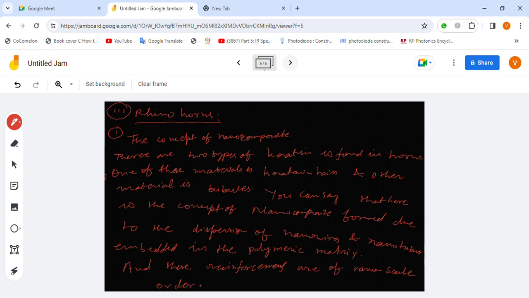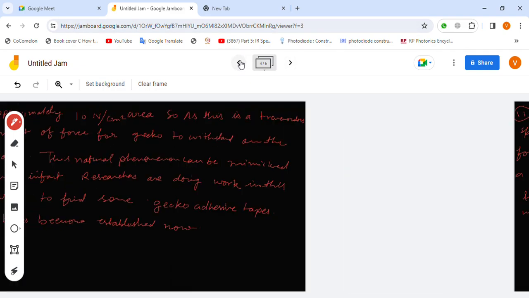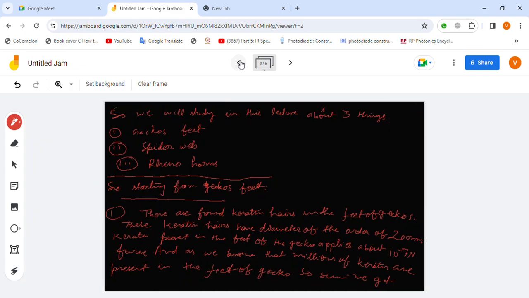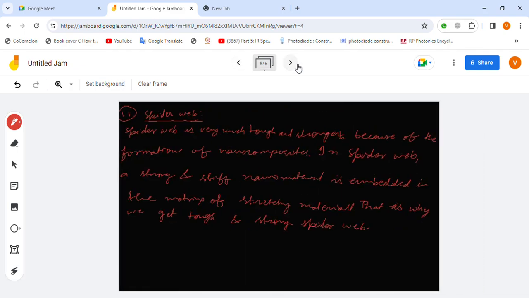So let's stop this lecture. So here, today we studied about three types of nano structures in nature. That is, one that we have studied, spider web, second Gecko's feet, and third is rhino horns.